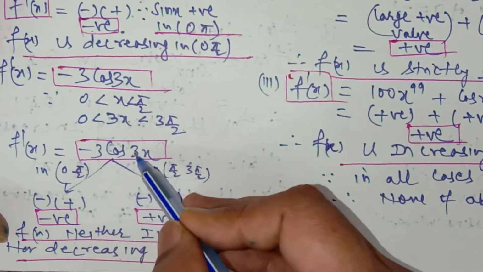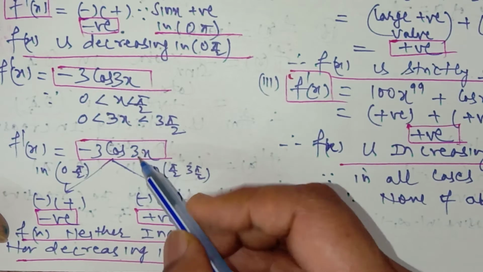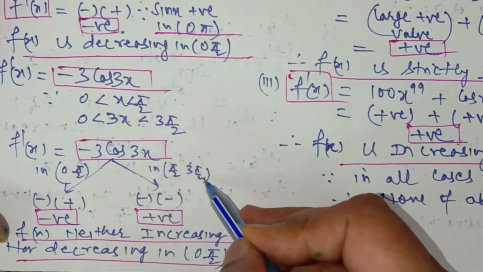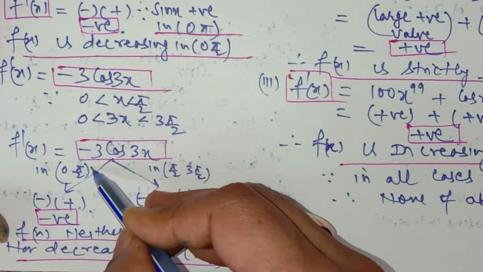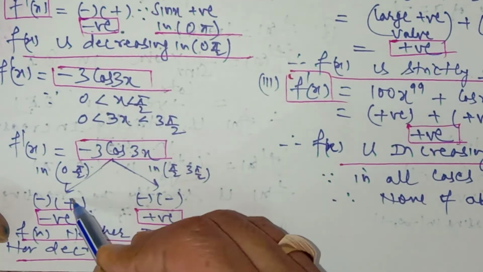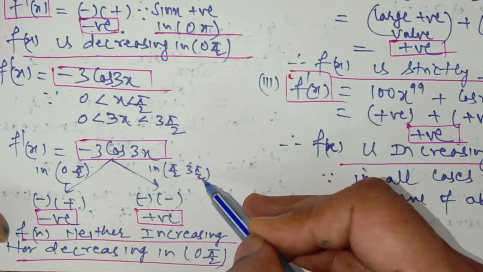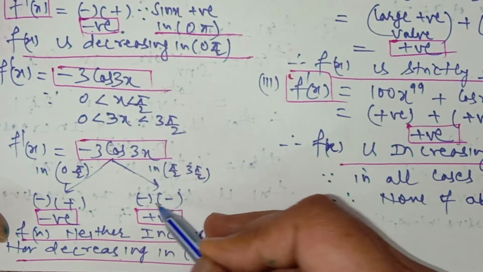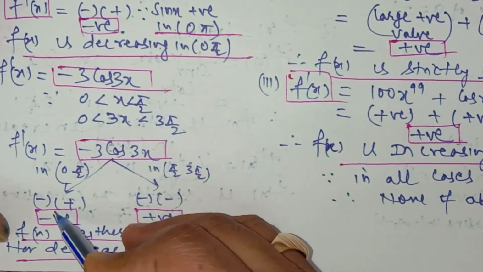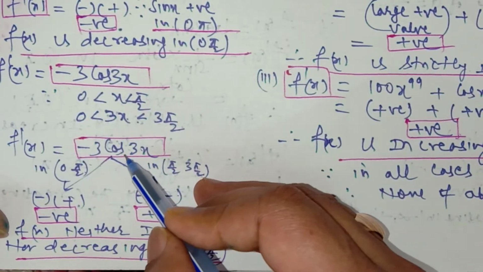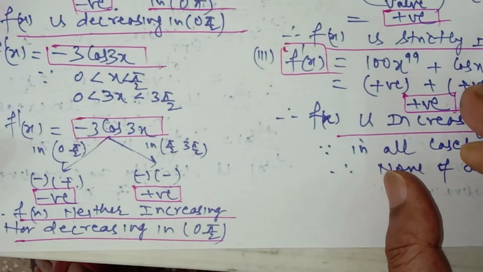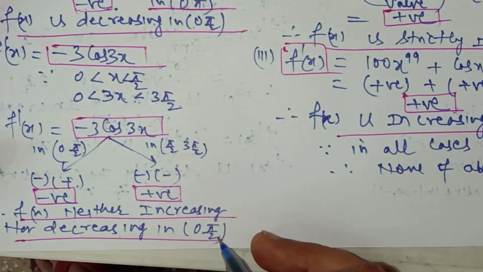So I have put it like that: this expression from 0 to pi by 2, cos 3x will be positive, and from pi by 2 to 3 pi by 2, cos 3x will be negative. So in the first quadrant, cos 3x will be positive. In the second and third quadrant, cos is negative, so negative times negative is positive, and negative. So it means this function f x equal to cos 3x is neither increasing nor decreasing in the interval 0 to pi by 2.